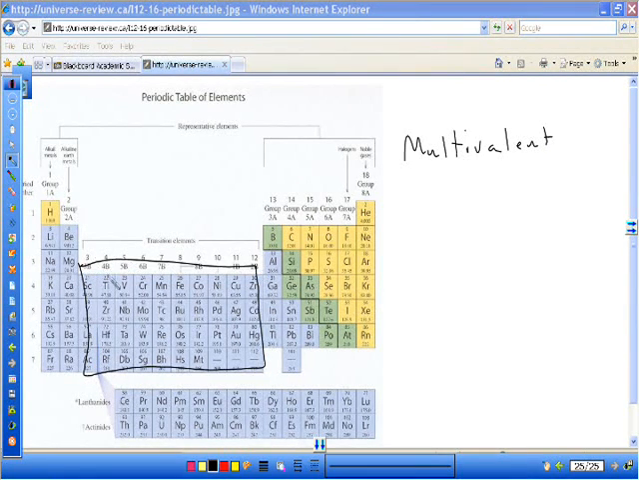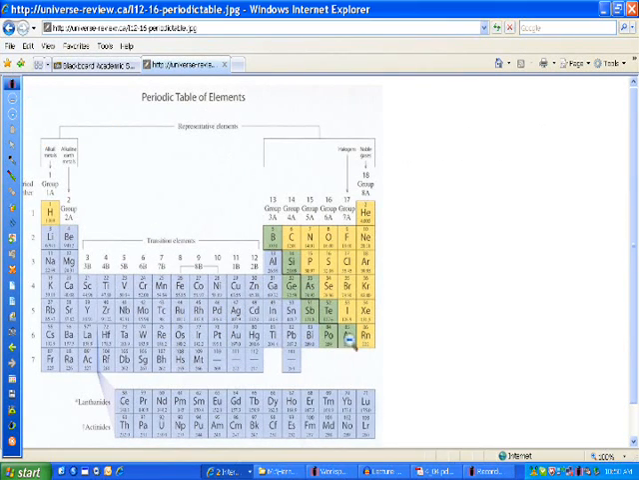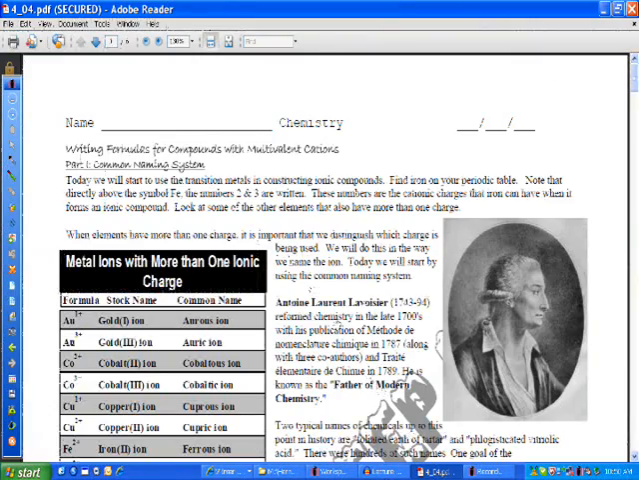So we're dealing with all these elements in here, and then actually we are dealing with these elements right in here. These can have multiple oxidation states. So when you're naming these compounds with these elements in it, you have to inform the person in the name what the oxidation state is. And when you're writing formulas, you have to be told what oxidation state you're looking at. So how do we do that? There's two ways to do it.